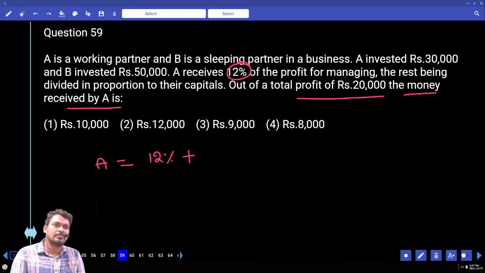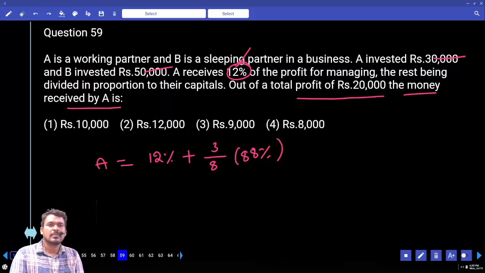Again we require profit that is distributed based on investment. What is the investment ratio? 3:5. Out of 8 parts, A received how many parts? 3 parts. But out of the total profit, 12% is already salary. What is the remaining? 88%. Then we write 3 by 8 of 88%. 12% is salary. 3 by 8 of 88% is profit.